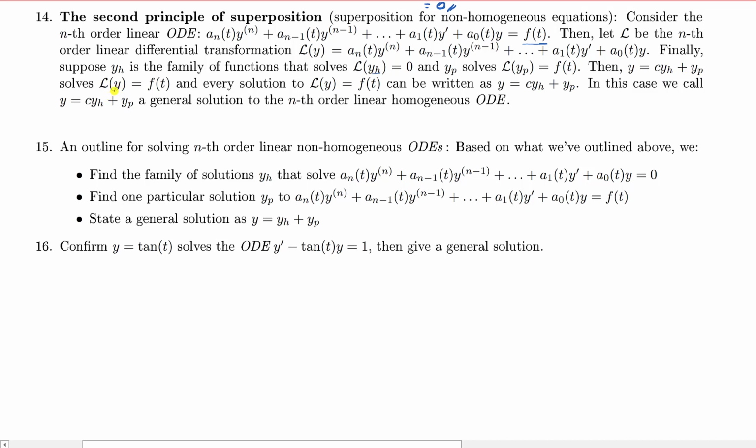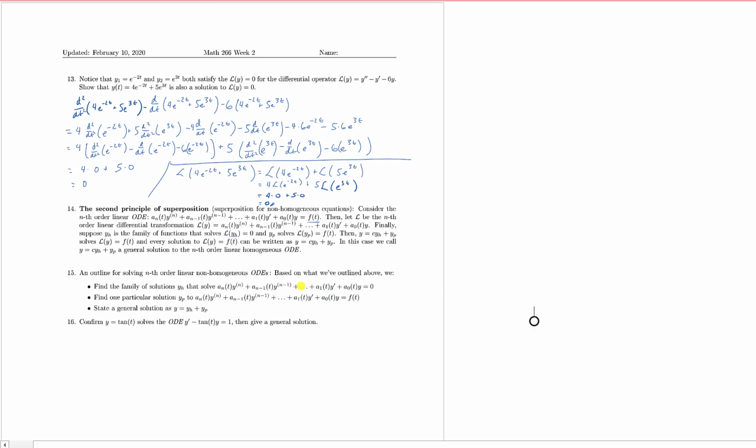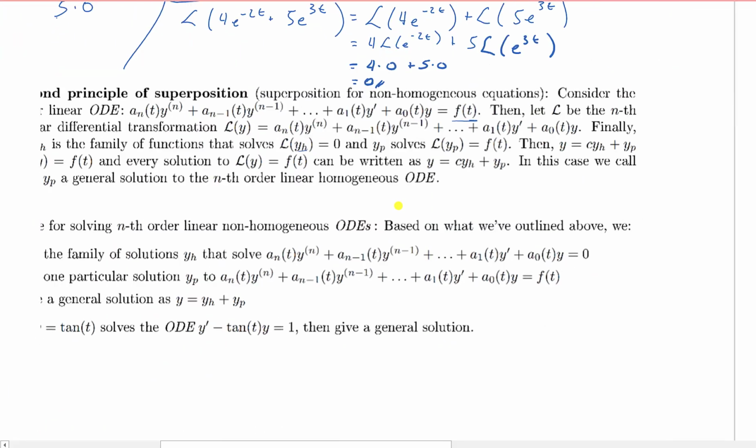And not only will that solve the original ODE, meaning that when we plug in that y, it outputs the right-hand side, but in fact it turns out that all solutions can be written that way, in which case we found a general solution. Okay. That's very abstract. Let's go ahead and first give some steps and then actually look at an example of this.